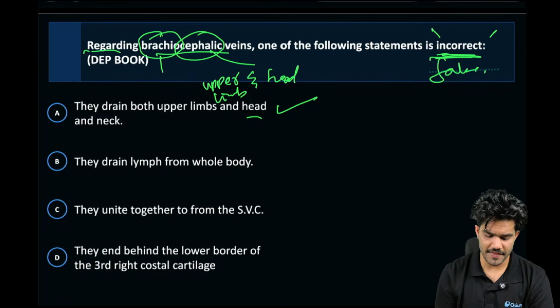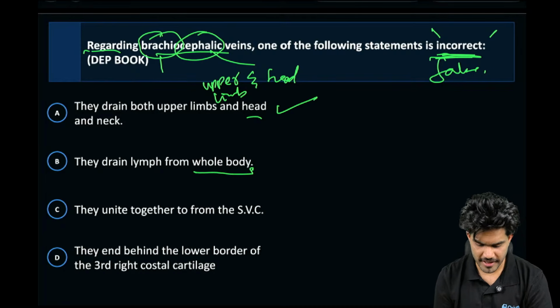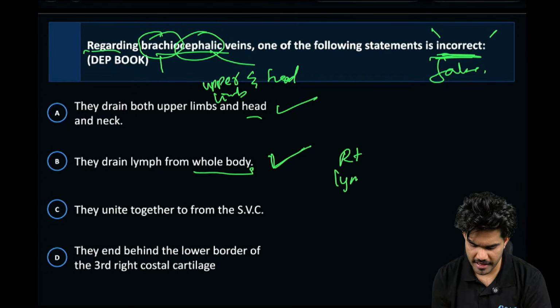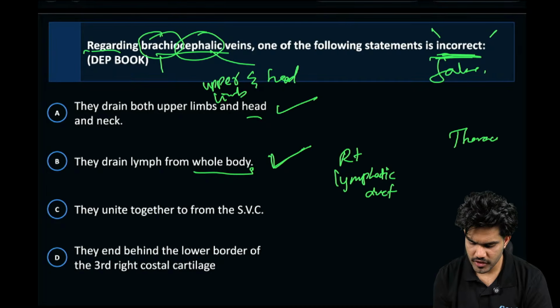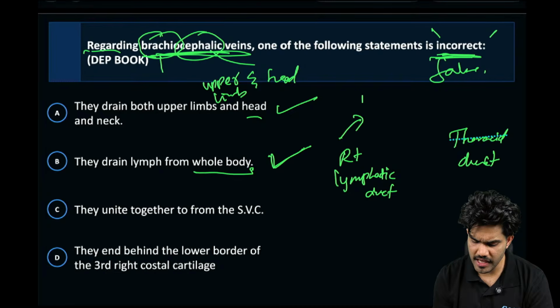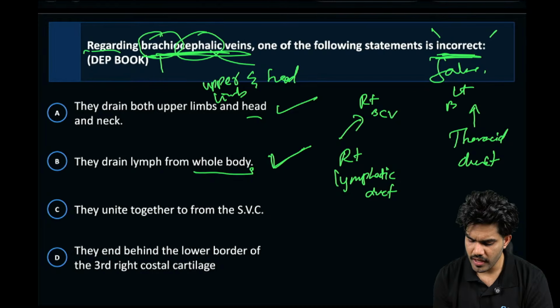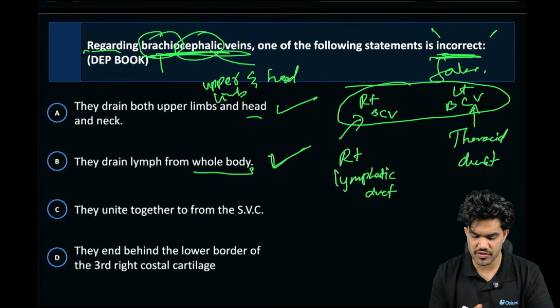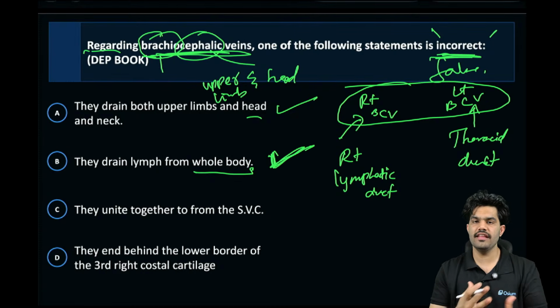Incorrect, they are asking. They drain lymph from the whole of the body. Yes, we know. Mainly on the right side, who is responsible? Right lymphatic duct. Left side, thoracic duct. They are talking generally about the brachiocephalic vein. So the right will drain into the right brachiocephalic vein, and the thoracic duct will drain into the left brachiocephalic vein. So in general, the whole body lymph is going into the brachiocephalic veins.